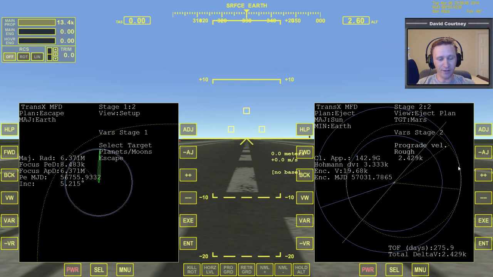So what we have to do now is find a time, a date, maybe a month from now or 5 months from now or a year from now, we don't know. But we need to find a date that will allow us to leave Earth, go out to the orbit of Mars, and arrive at the same time that Mars is passing that point in its orbit.